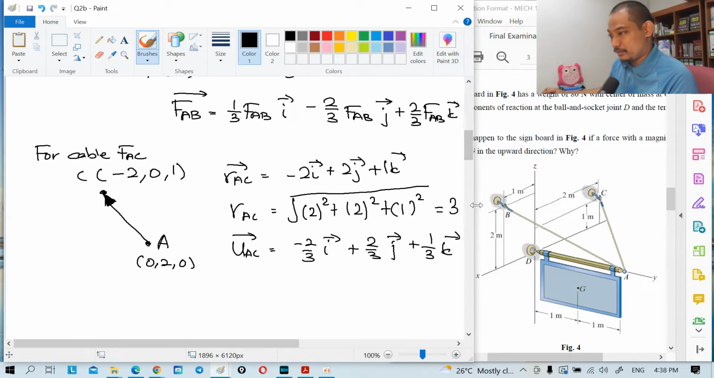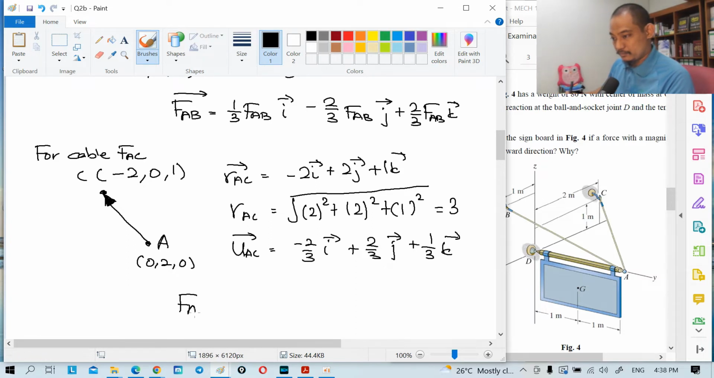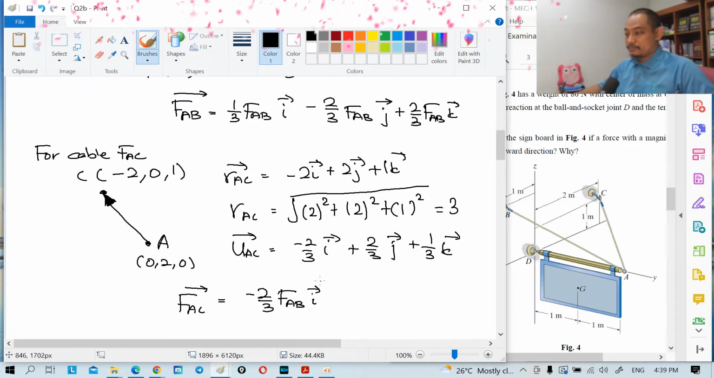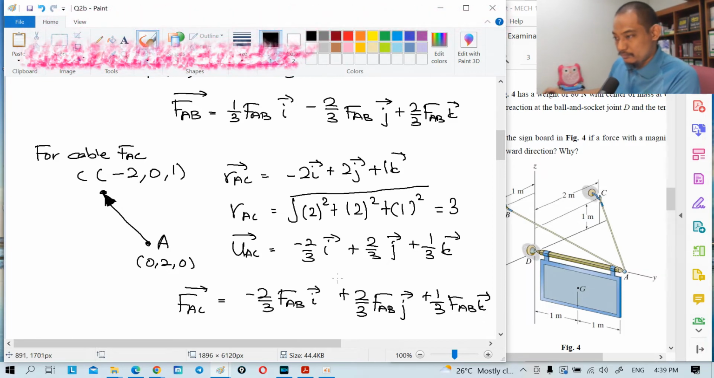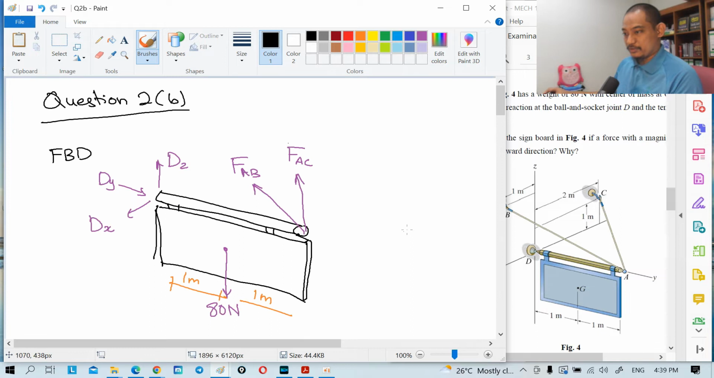So FAC is equal to minus 2 over 3 FAC i plus 2 over 3 FAC j plus 1 over 3 FAC k. Alright, so based on the forces, we have this unknown, this unknown, this unknown as well, but FAB and FAC are already in Cartesian vector form. So we can start to calculate, right?